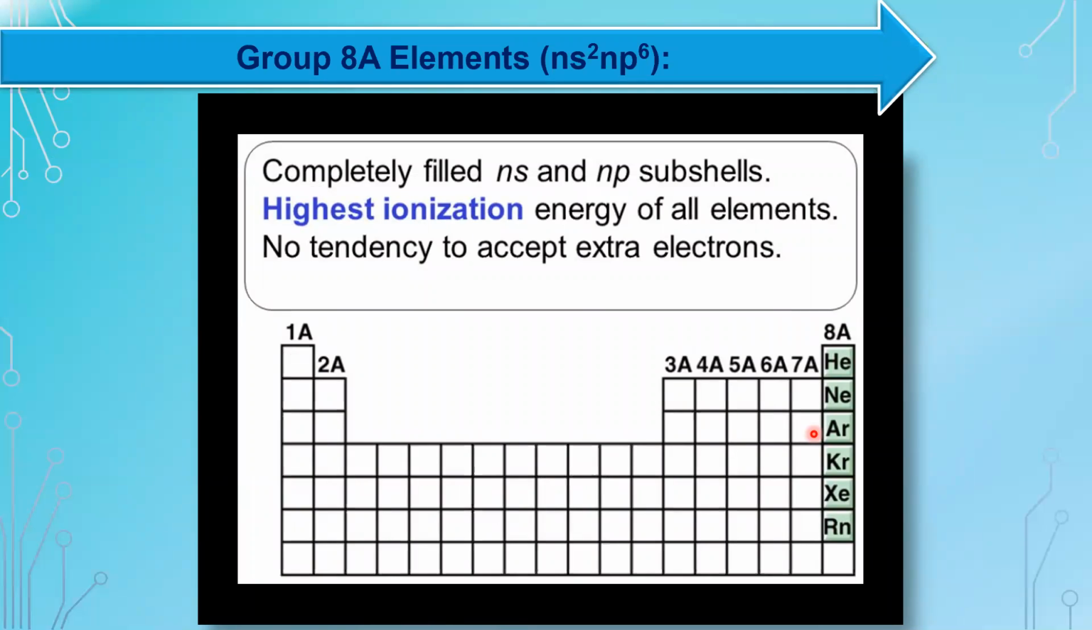Next, we are going to talk about the group 8A elements. Why group 8A elements? Because, as you can see, their electronic configuration is ns2np6, which means we are talking about the noble gases. Completely filled ns and np subshells have the highest ionization energy of all elements, because these elements don't have any tendency to accept extra electrons or to lose them.